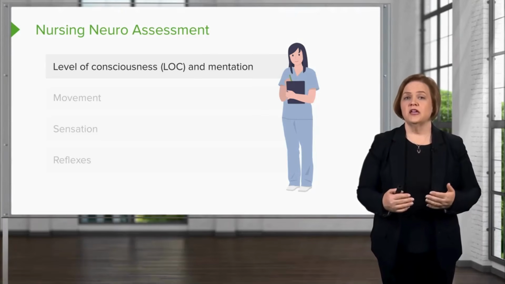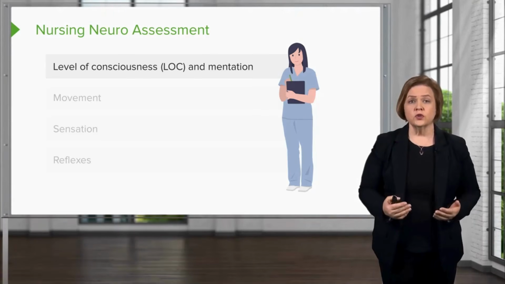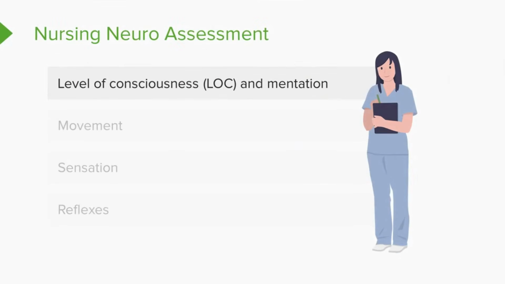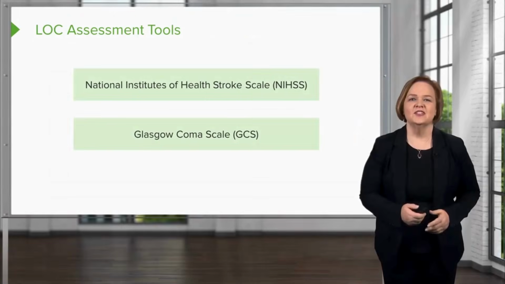And we're going to look at mentation. So when we're talking about neuroassessment, that's what we're looking at: level of consciousness, or LOC, and mentation. So we're going to look at how the patient moves, what they can feel, that sensation, and their reflexes. Ready? All right, let's get started.